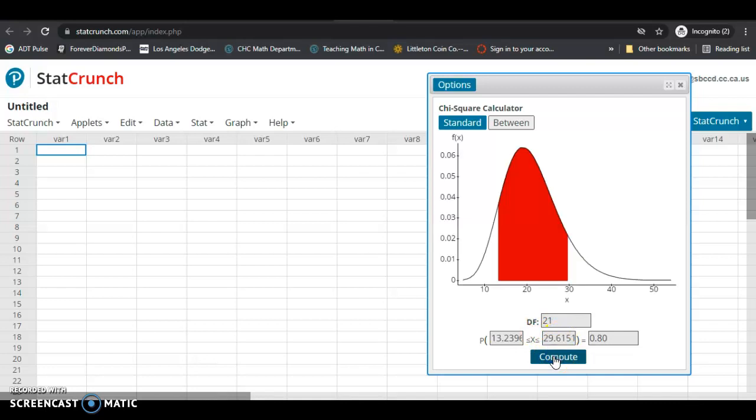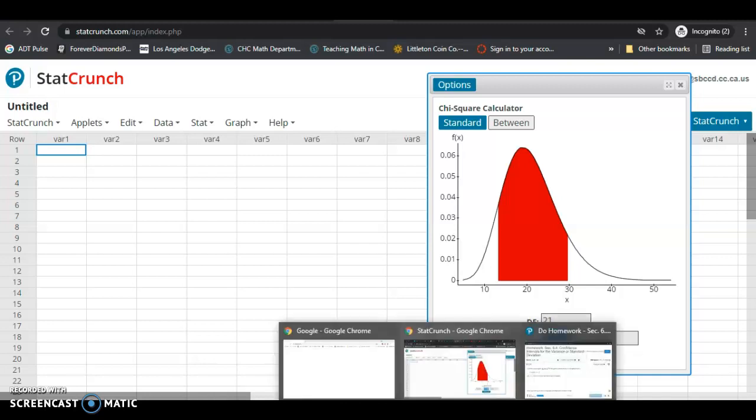So the shaded part in red is the area underneath the curve, which is 0.80. The right-hand critical value is 29.615. In other words, when we look up critical values from this chi-squared distribution, we're usually going to round them to 3 decimal places. The right-hand critical value will appear here, and the left-hand critical value will appear here. So chi-square sub R will be 29.615.